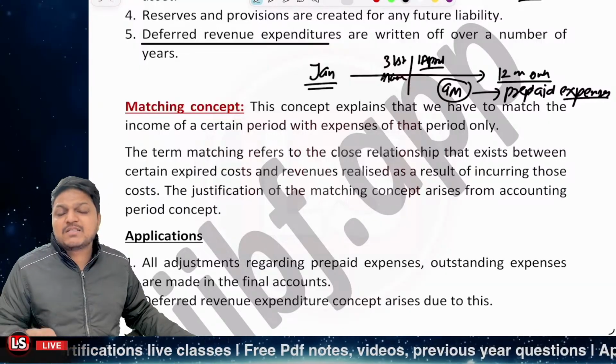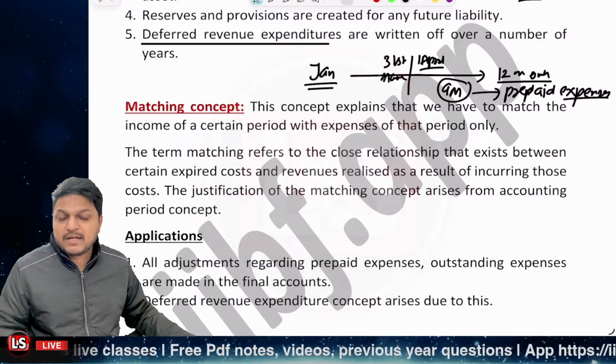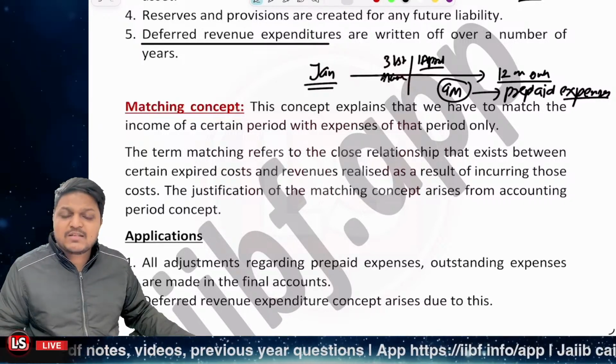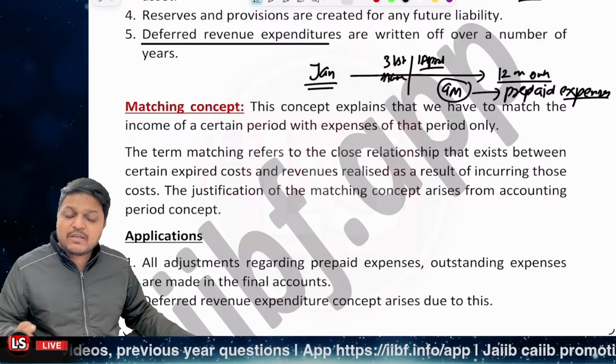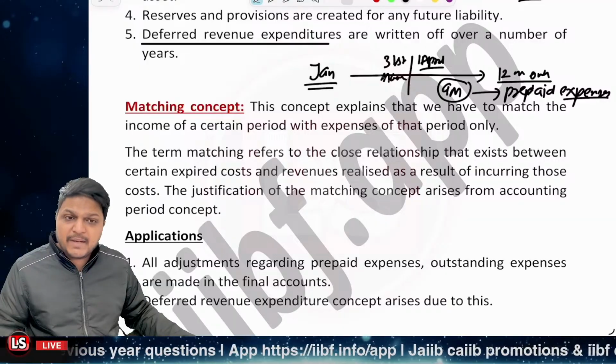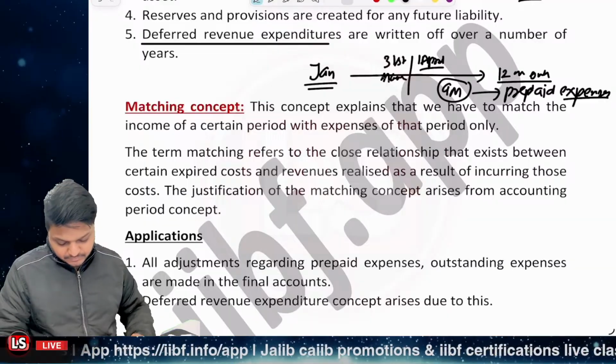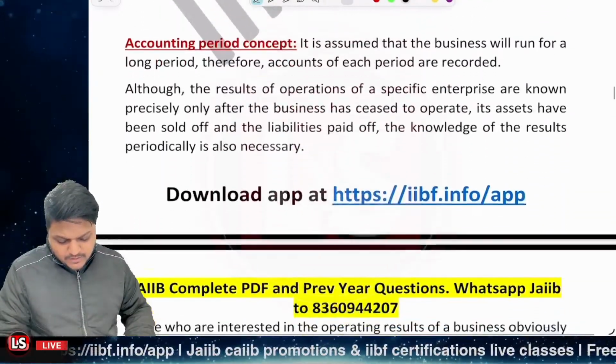So any advance which is given, it's a liability. Advance not given, advance received I'm talking about. So advance received is a liability, but if you have given an advance, if you have paid an advance payment, that's an asset for you, right? Now let's move further.